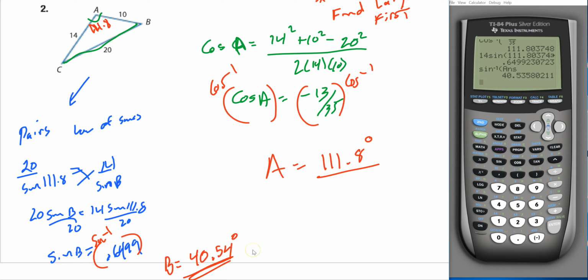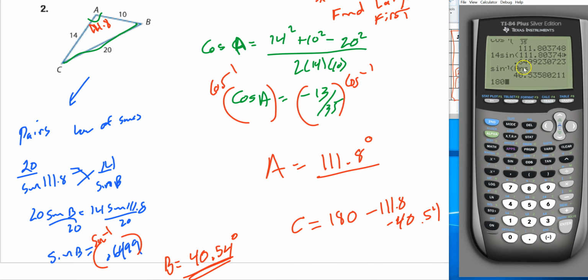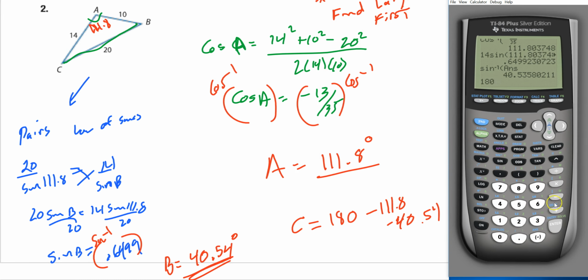So I get that. Again, I have angle A, I have angle B. If I want to find angle C, that's the easiest one. All you have to do is 180 minus the other two. So I just do 180 minus 111.8 minus 40.54. I get 27.66. And that's how you solve a triangle when you have all sides.